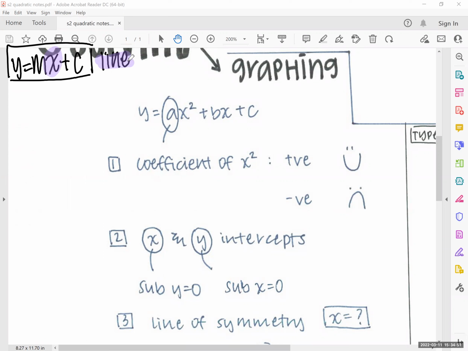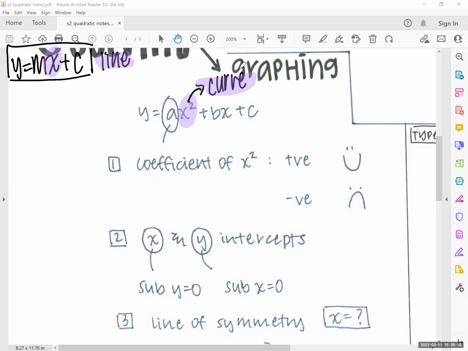Over here, what's the highest power of x? 2. 2, right? So do you think it will be a line? It will give you a curve. And this is what we are learning in Set 2, more detail into the curve, because the highest degree is a 2.